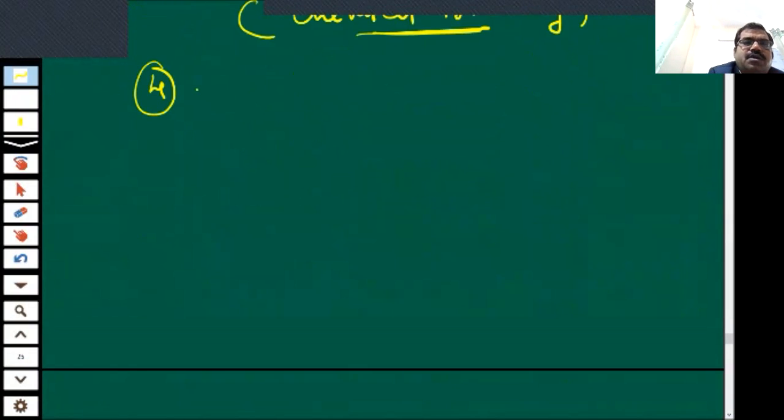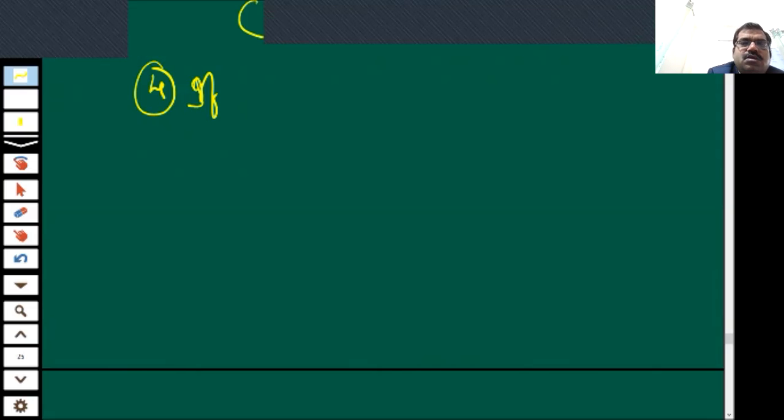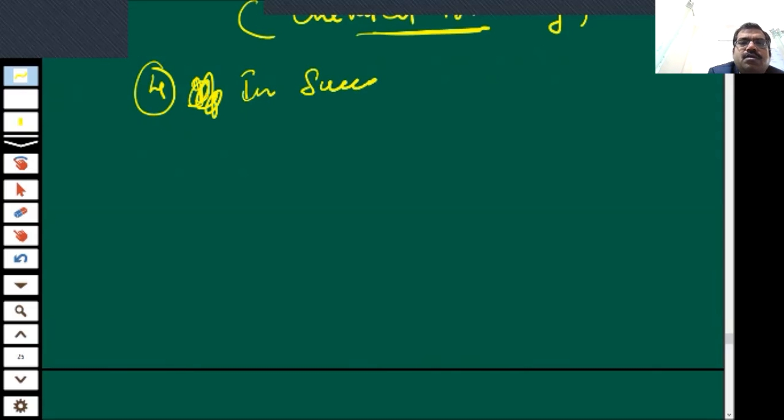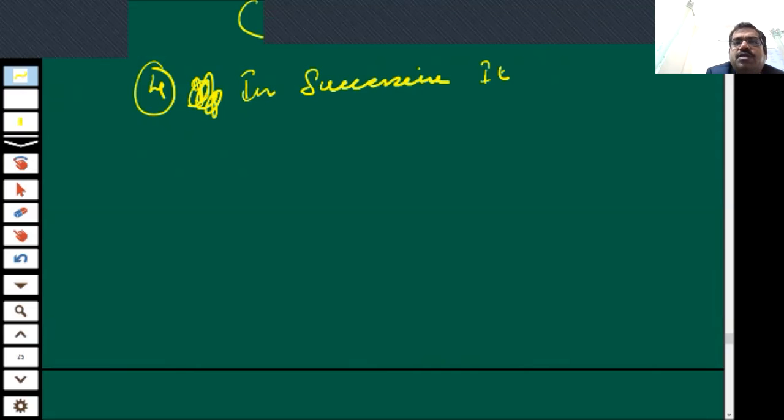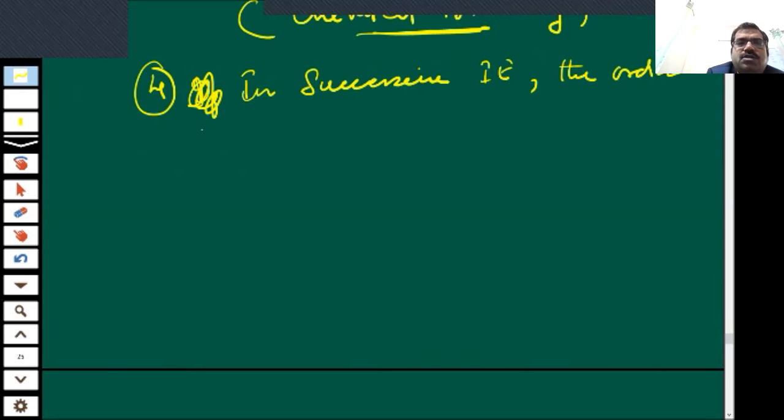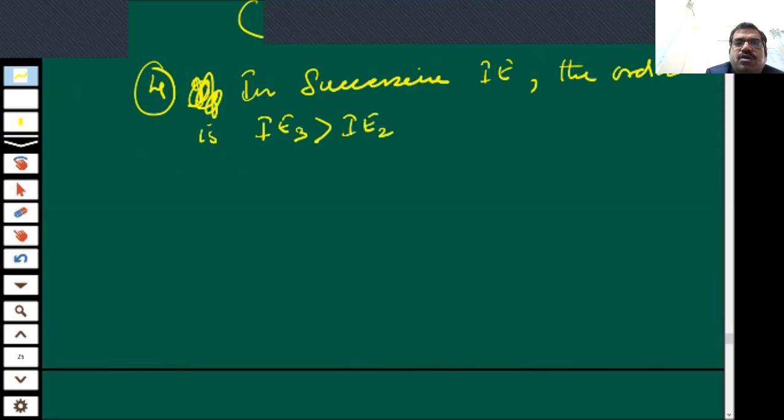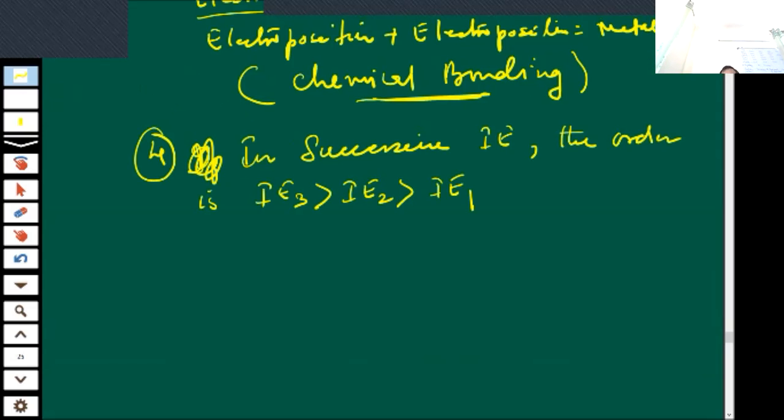Next is, in successive ionization energies, the order is IE3 is greater than IE2 is greater than IE1. You should know this one also. Successive ionization energy. Now, what is this successive ionization energy?